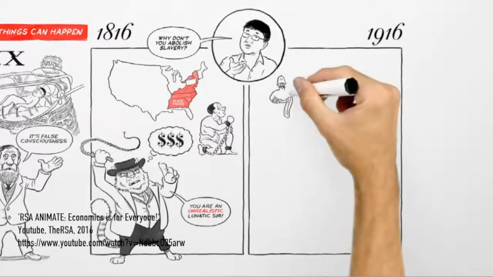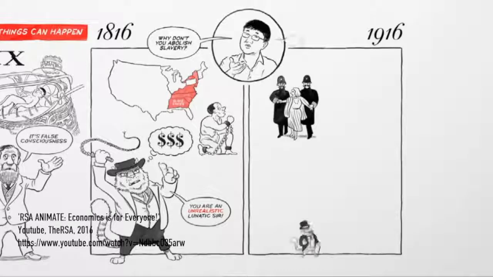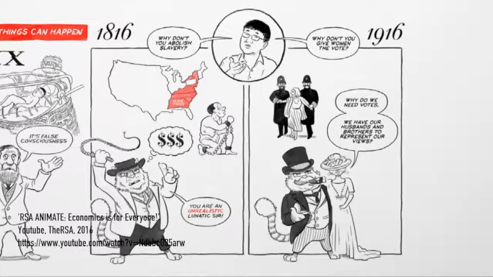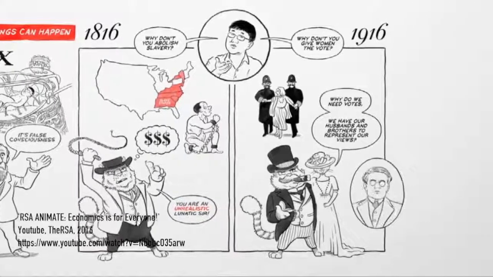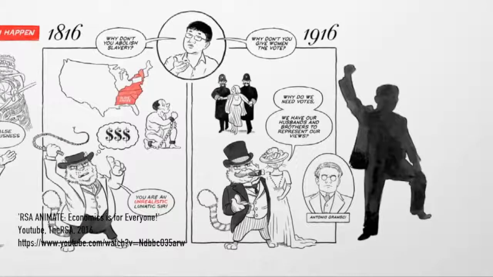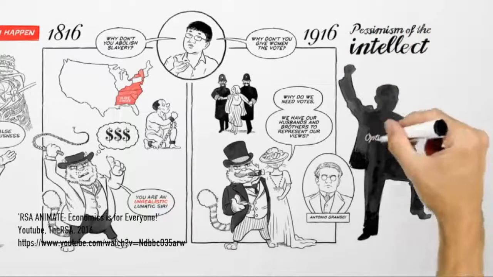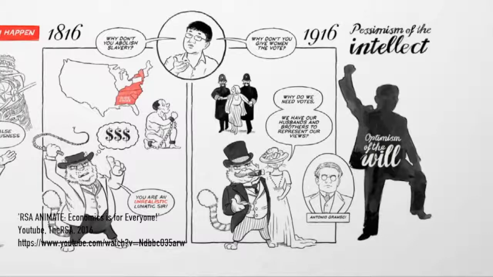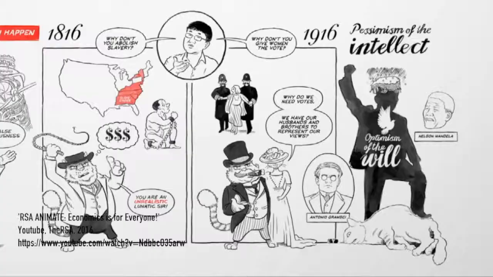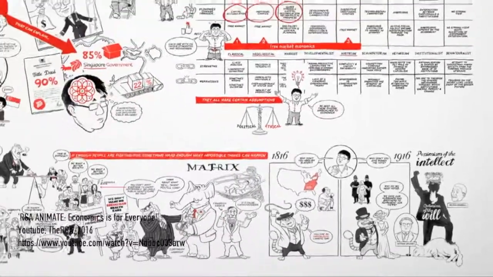100 years ago, the British government put women in prison for asking for the vote. A lot of women actually said, why do we need votes? We have our husbands and brothers to represent our views. Well, this is why I quote Antonio Gramsci, the Italian Marxist, who once said that we need to have pessimism of the intellect, but optimism of the will. You have to accept the difficulties of changing the status quo, but you have to believe that this can be done. And finally, as Nelson Mandela used to say, it always seems impossible until it is done.